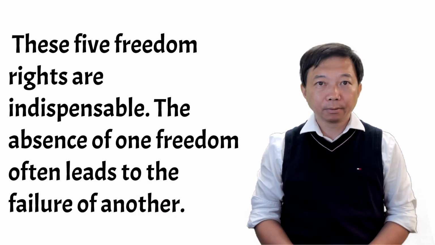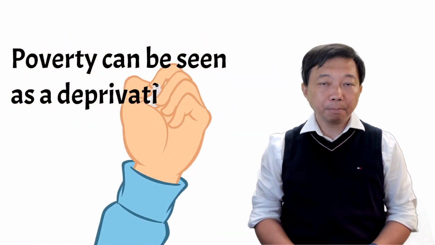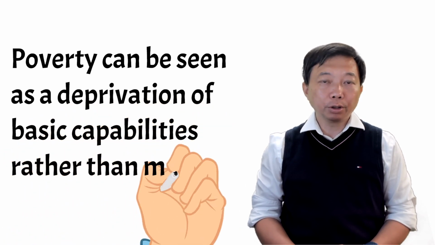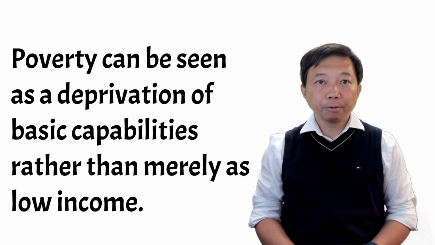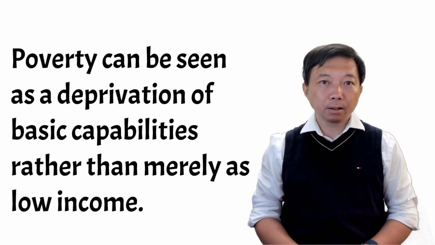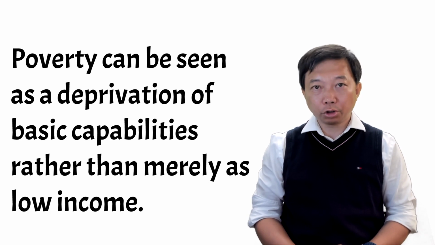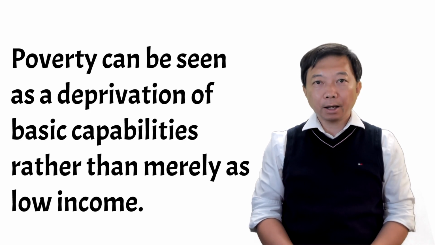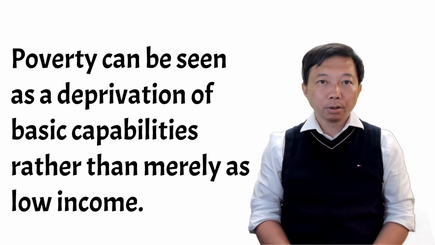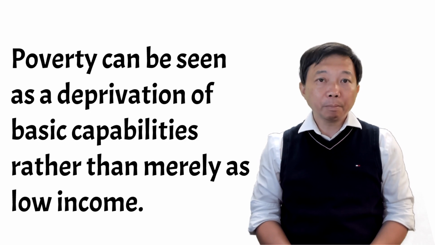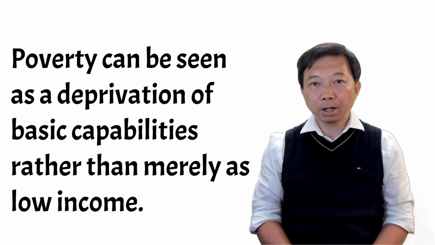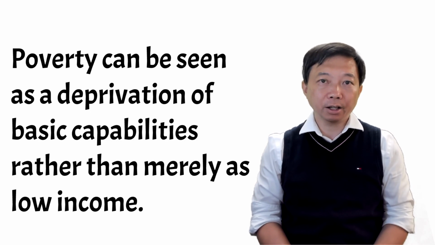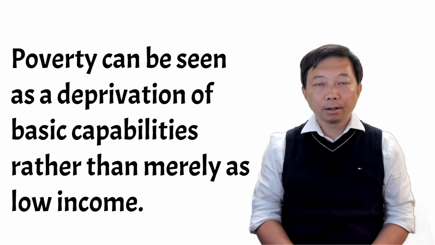According to Professor Sen, poverty can be seen as a deprivation of basic capabilities rather than merely as low income. Deprivation of elementary capabilities can be reflected in premature mortality, significant undernourishment of children, widespread illiteracy, and other failures. Professor Sen also argues that development should be evaluated not only by economic indicators such as GDP and per capita income, but also by social indicators such as life expectancy, literacy rates, and access to healthcare.